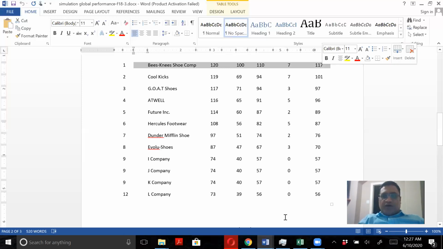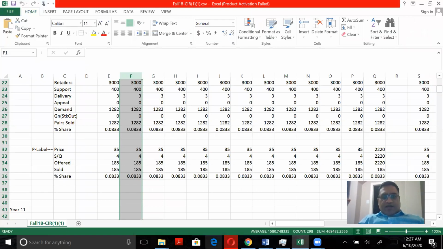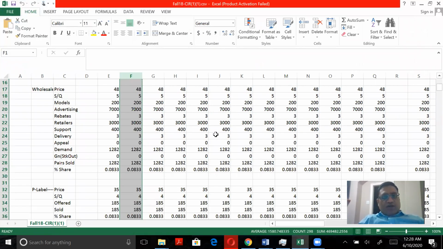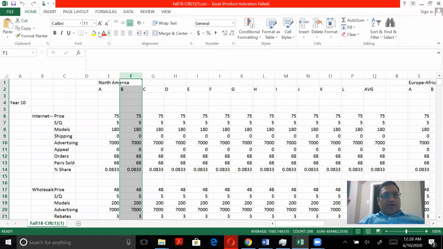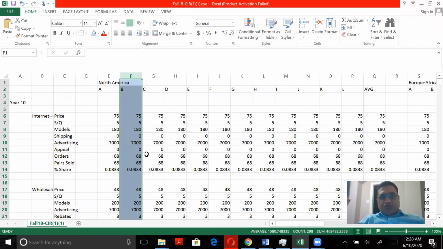Now that you found that out, let's go to this data file. As I mentioned, these data files are right here. I just picked the first one. Let's highlight this and make it a little lighter. So this is team B. Don't look at year 10. Year 10 is common; all the teams start off the same way. So you want to look at beyond year 10.